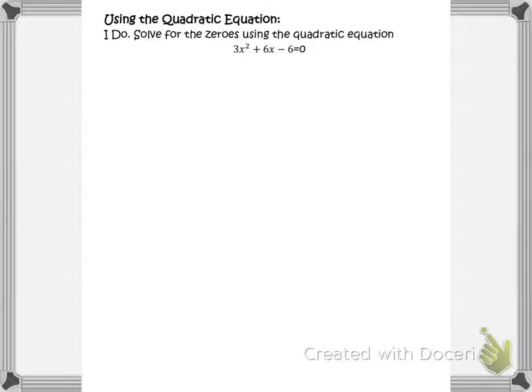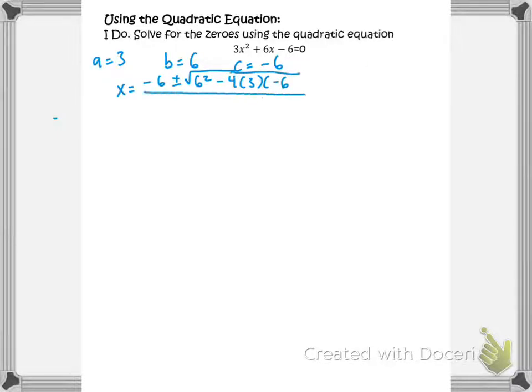So we're going to start off with the same thing, label up our A, B, and C for the quadratic formula. We have A equals 3, B equals 6, and C equals -6. Throw it into your quadratic formula. At this point, you guys have it memorized. X is equal to -6 plus and minus the square root of 6 squared minus 4 times 3 times -6, all over 2 times 3.